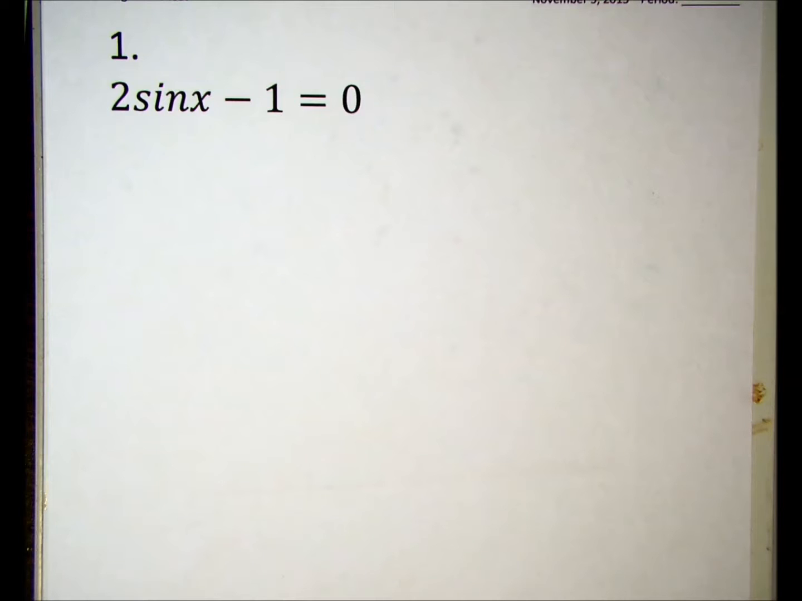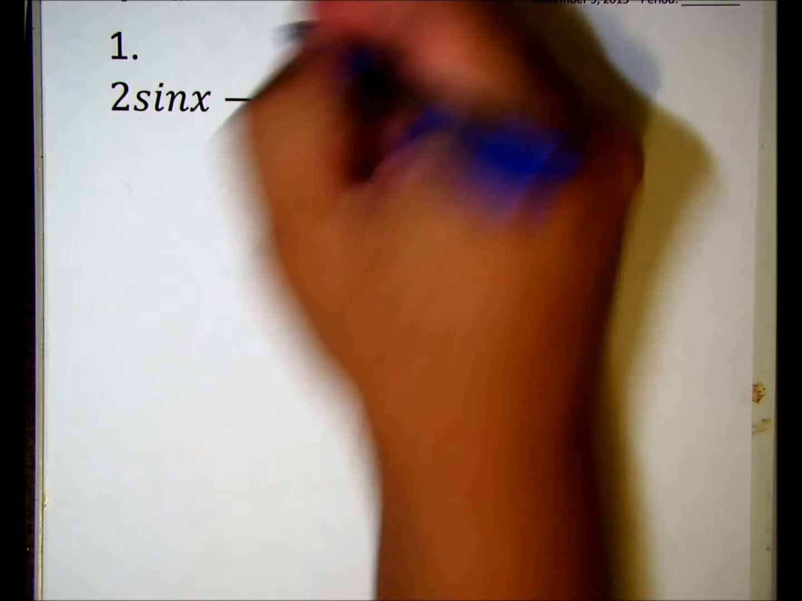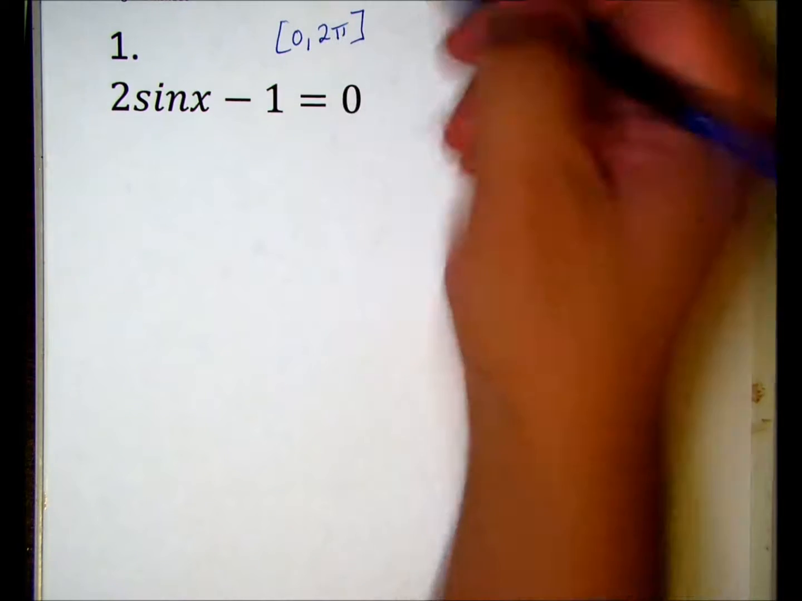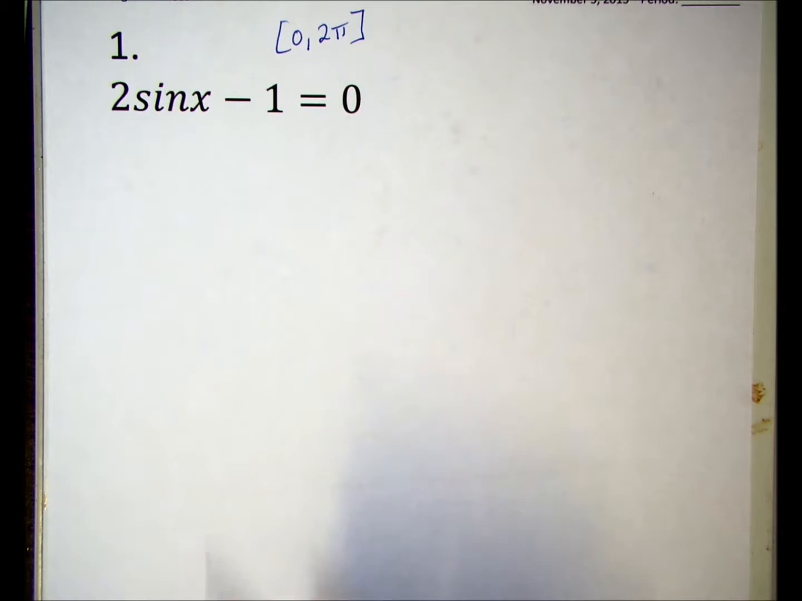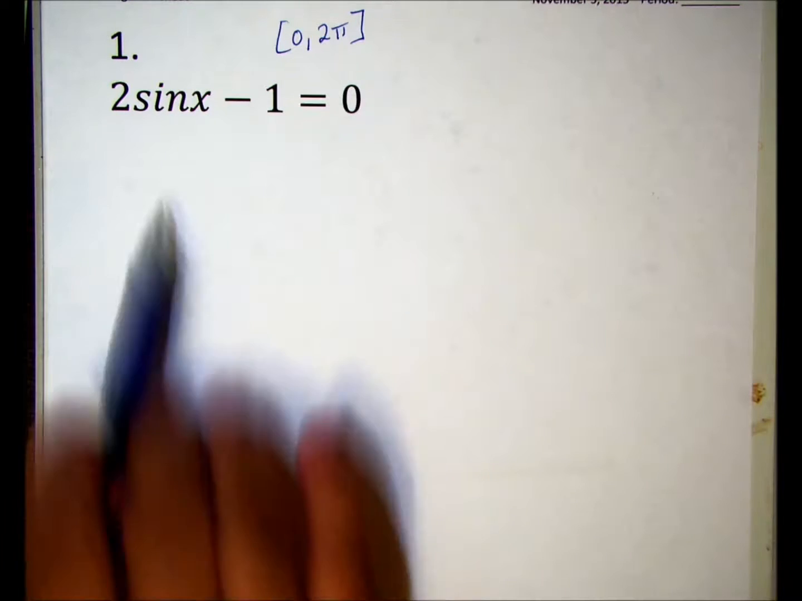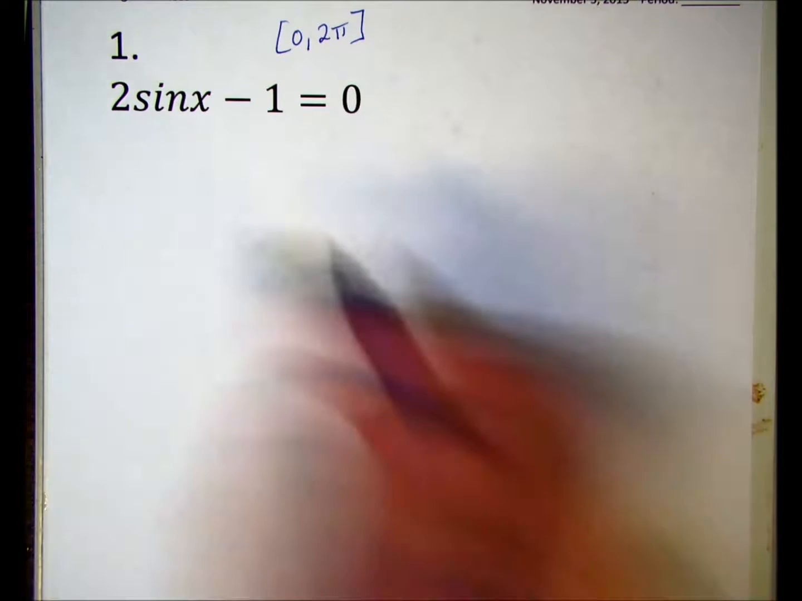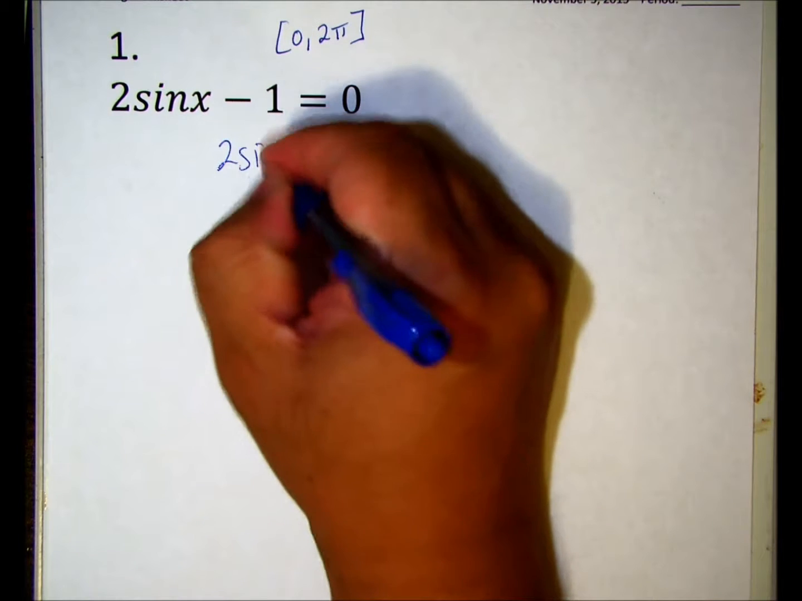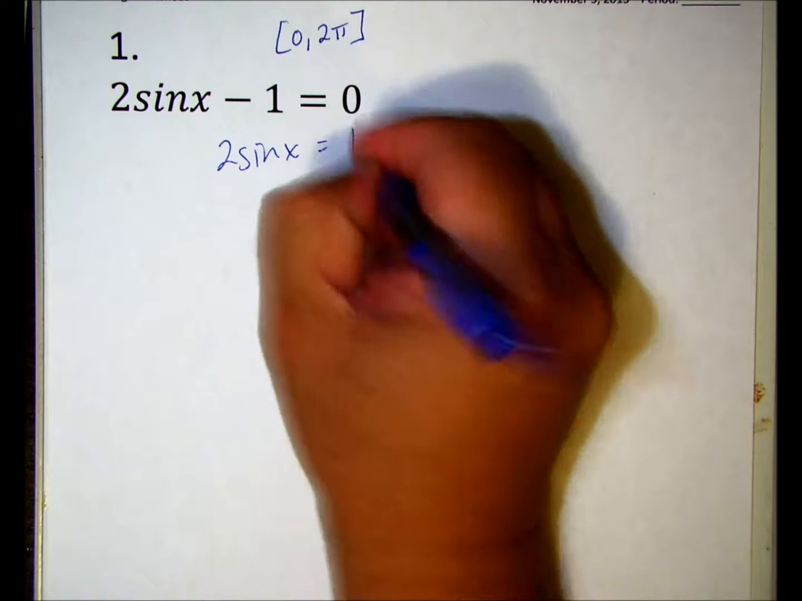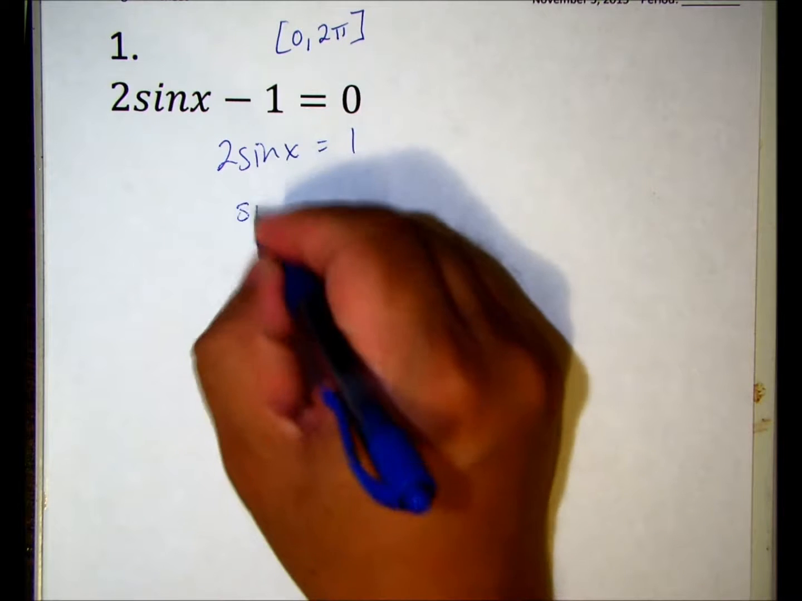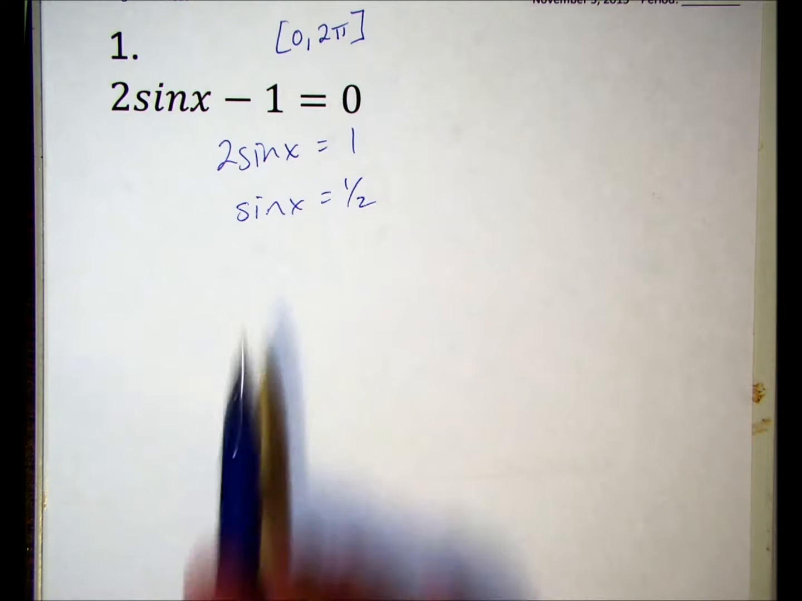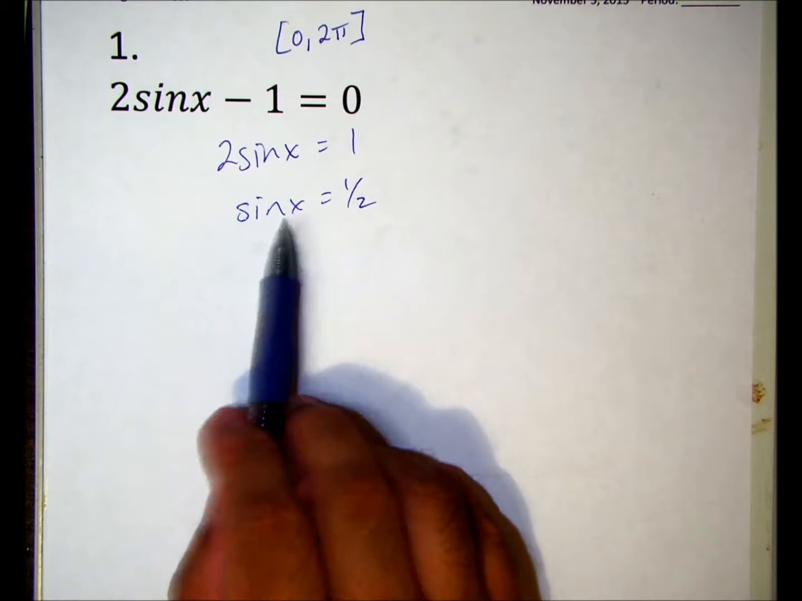Alright, solving trig equations. All answers are going to be in the range from 0 to 2 pi, even though it's not in the directions. Alright, so generally speaking, we're going to isolate the trig function. If there's only one trig function, then it's easy. So we move the 1 to the right, make it a positive, and divide by 2, get 1/2. So this asks the question, what angle gives us a sine of 1/2?